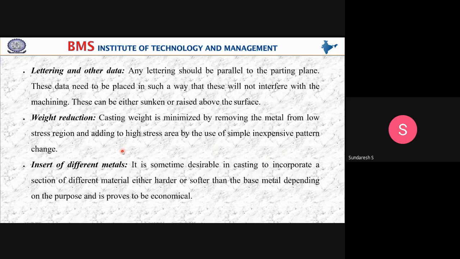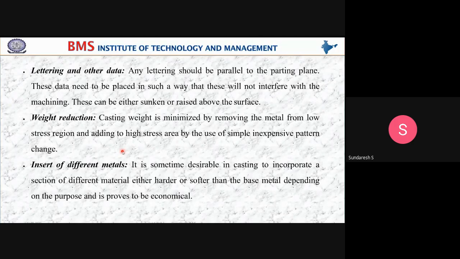Next comes lettering and other data. Any lettering should be parallel to the parting line. These data need to be placed in such a way that they will not interfere with the machining. This can be either sunken or raised above the surface. If you want to write or specify something on the molding or casting, it needs to be either sunken or raised. Sunken means it needs to be pressed, and embossed means it is just raised.